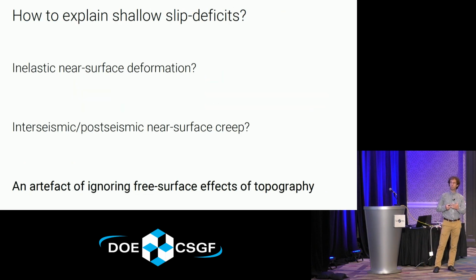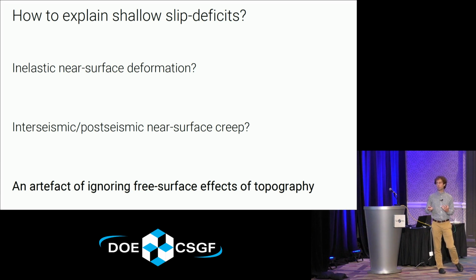Anyways, just to finish up, I think that there have been some previous explanations for this inference of shallow slip deficit. Maybe there's motion that's not on the fault. You have bending in the earth. Or maybe there's motion at other points in the earthquake cycle. You have more creep on the fault, or there's more post-seismic deformation. I'm proposing a new explanation for this, which is essentially that in some earthquakes, the shallow slip deficit is an artifact of ignoring the topography in the region.